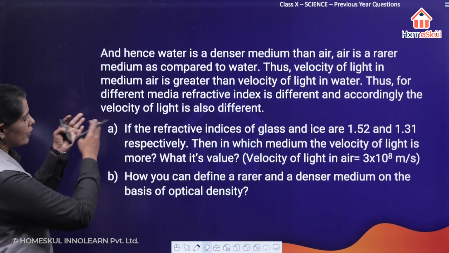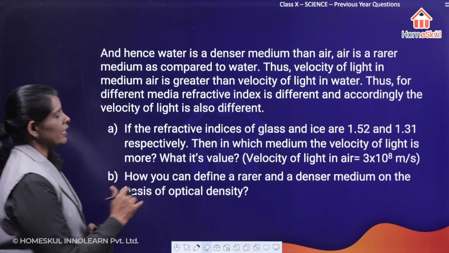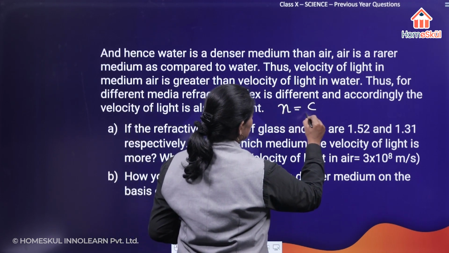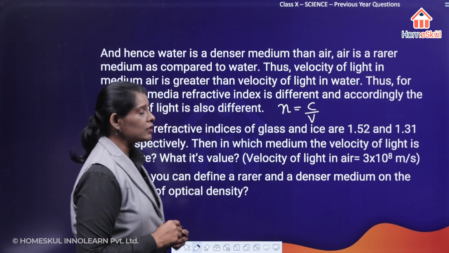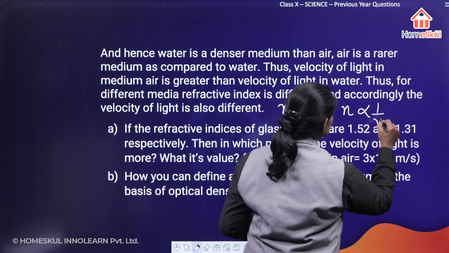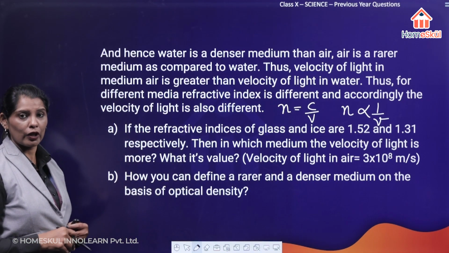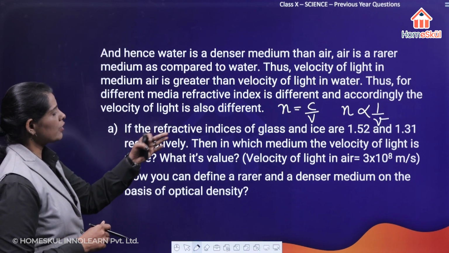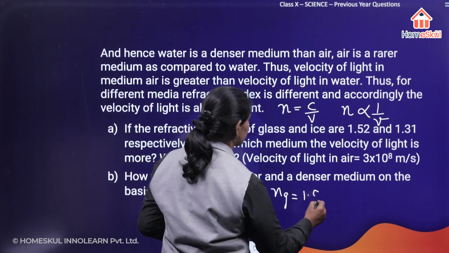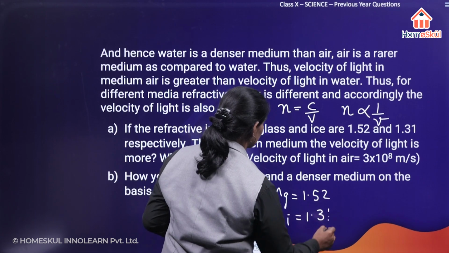We have already learned that the refractive index, denoted by n, is equal to c by v. That's the formula which we have learned. c is a constant, so the refractive index varies inversely with the velocity of light in any medium. Here the refractive index of glass, n_g, is given to be 1.52, and the refractive index of ice is given to be 1.31.